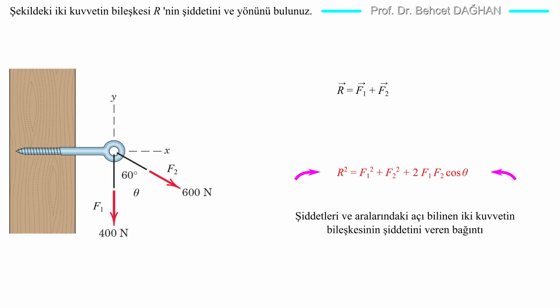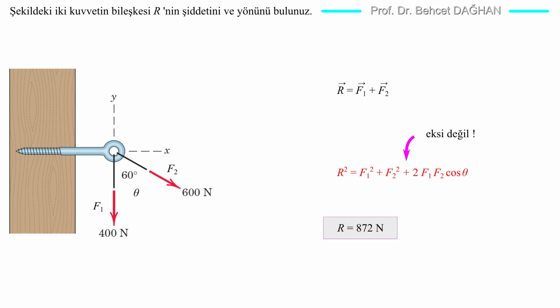Now, we can directly find the magnitude of the resultant using the relation R squared equals F1 squared plus F2 squared plus 2 F1 F2 cosine theta. This relation allows us to directly find the magnitude of the resultant of two forces whose magnitudes and angles are known. We substitute in the given values. We find the magnitude of R.